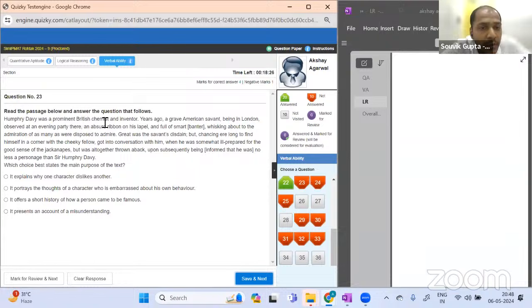He was a prominent British chemist and inventor. You can observe that at a meeting party there, the enormous label full of prominent English chemist and inventor. Years ago, a grave American servant being in London observed at an evening party there the enormous label, full of smart banter, whisking about to the admiration of as many as we spoke to. It was the servant's destiny, but chancing here too complicated.